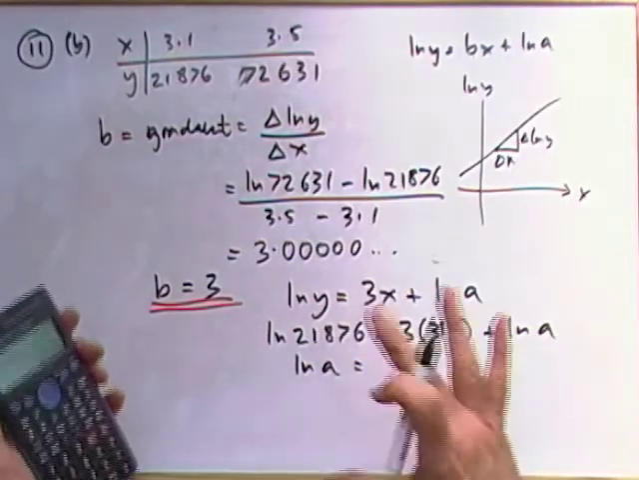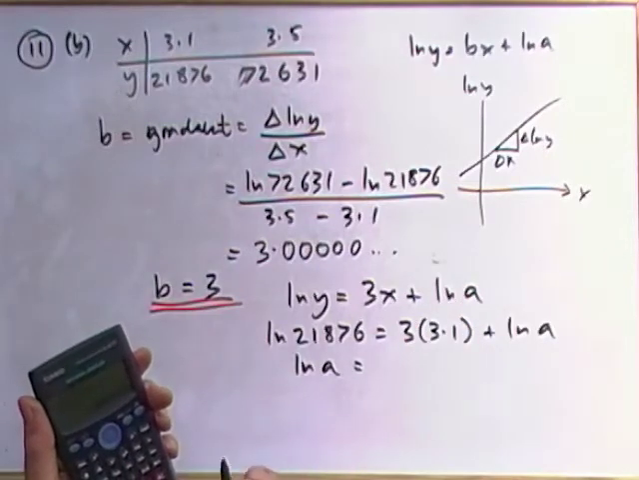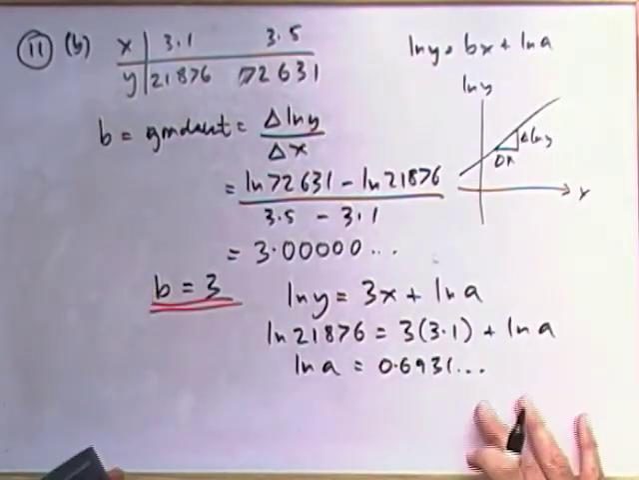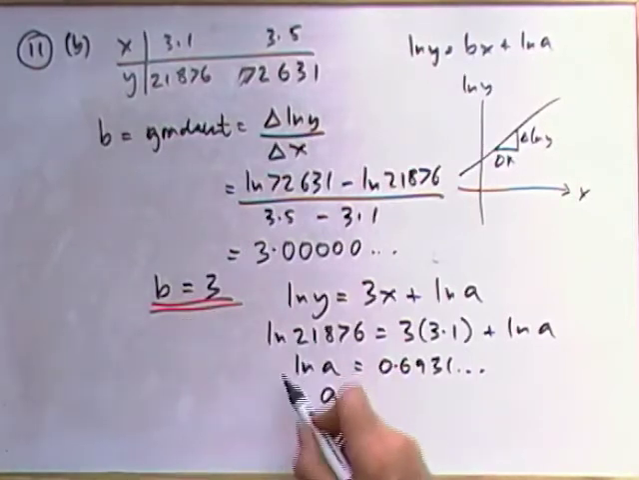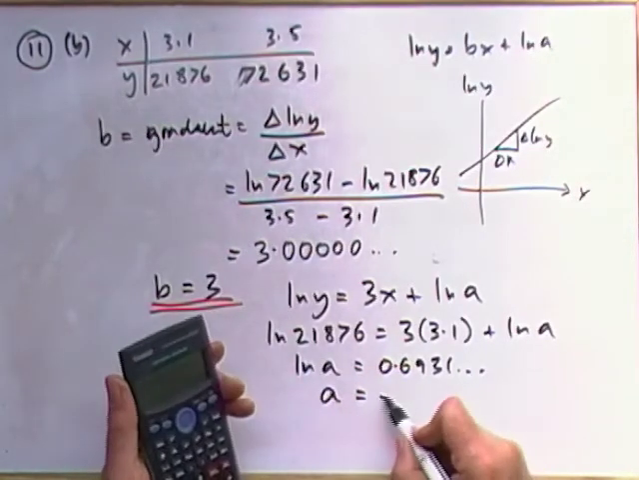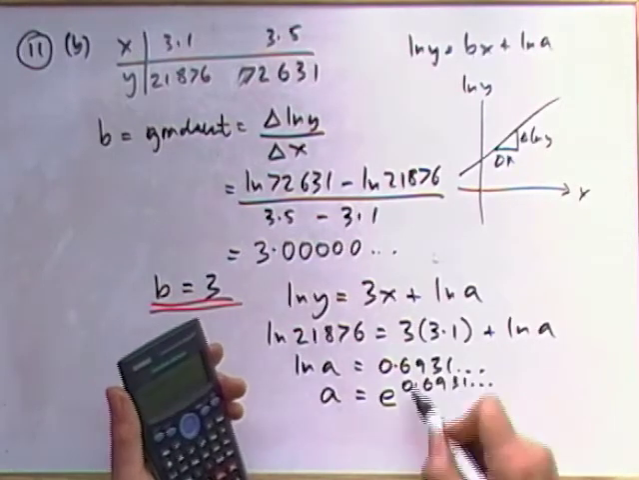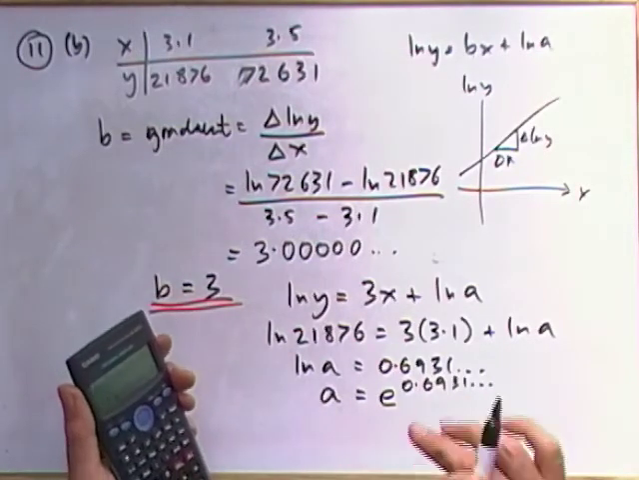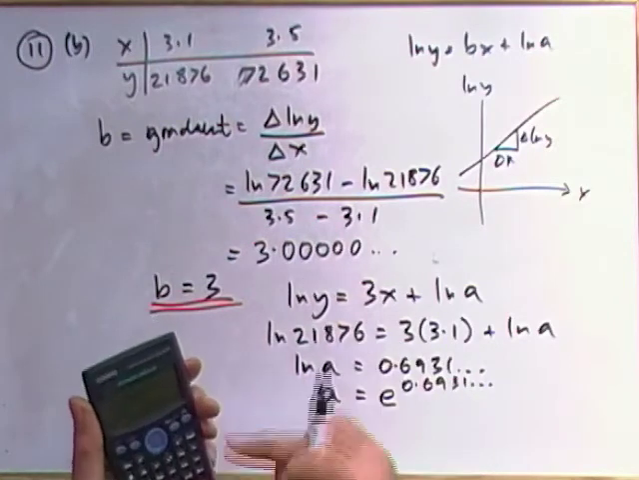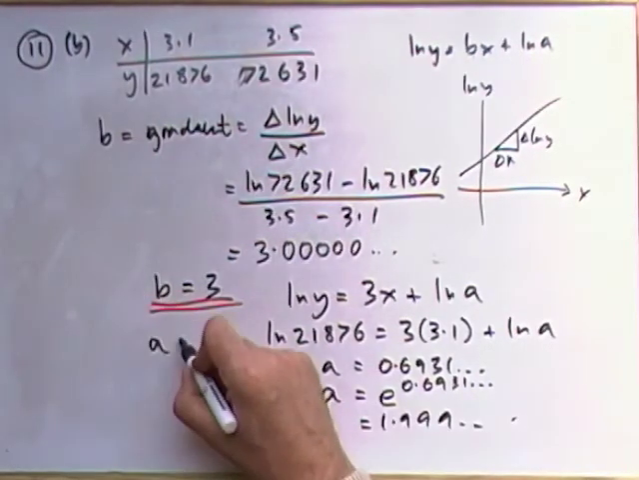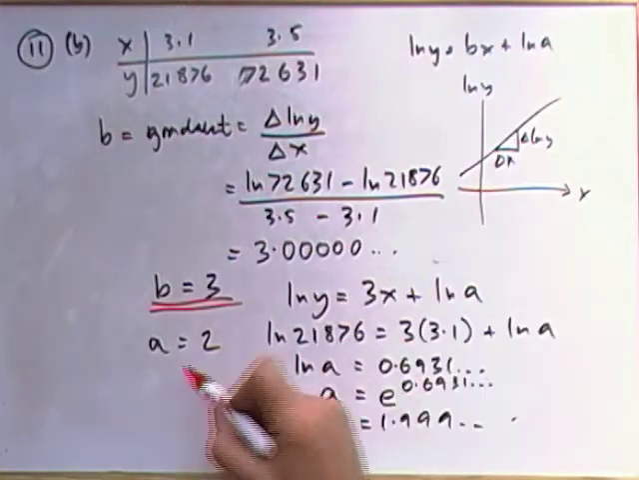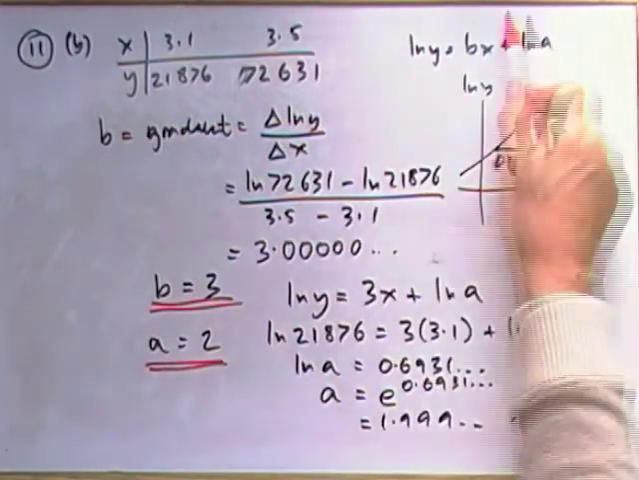I'll just put that down. So again, ln a equals that, which means a will be the inverse of ln, which is e to the power 0.6931. Now we've got all that stored under the answer, so I just need to do e to the answer. So that'll be a, so a equals 2. So that was just using that equation there.